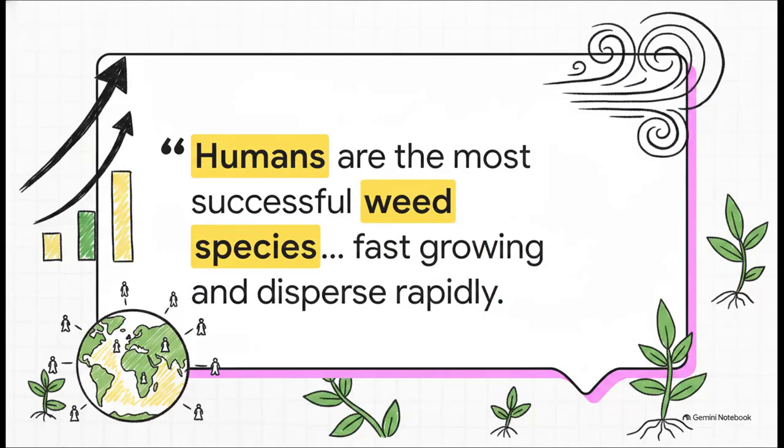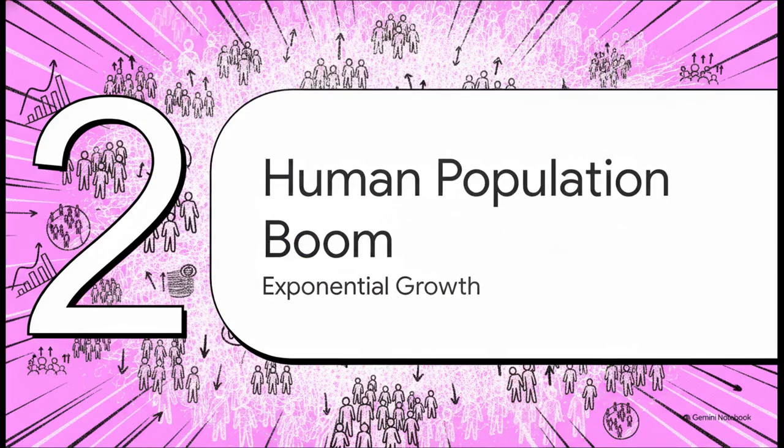Keep those curves in your head, because I want you to think about this fascinating quote. Ecologists have actually called humans the most successful weed species Earth has ever seen. It sounds a little wild, right? But like weeds, human populations are super fast-growing and disperse rapidly. We've managed to spread out and colonize completely different habitats from pole to pole. Which brings us to Section 2, the human population boom. This is our main case study today.